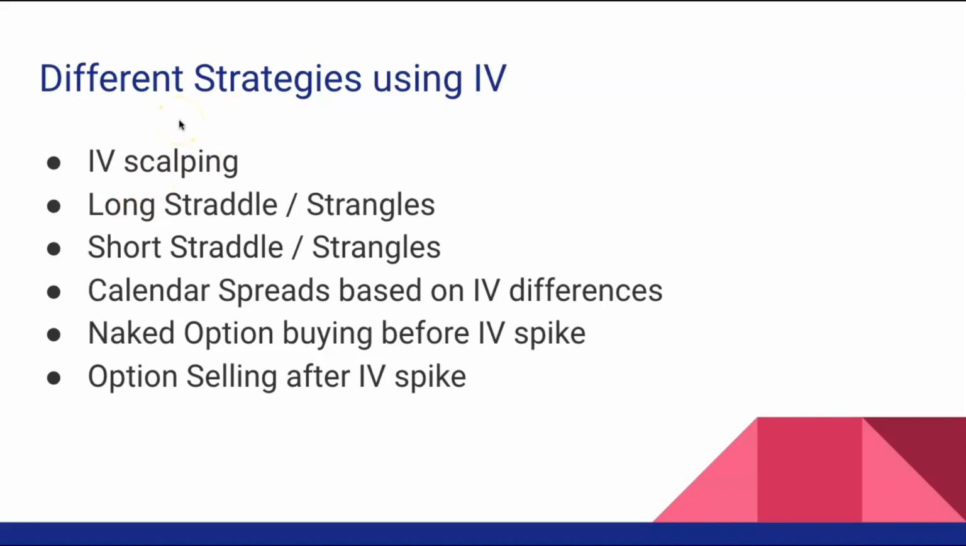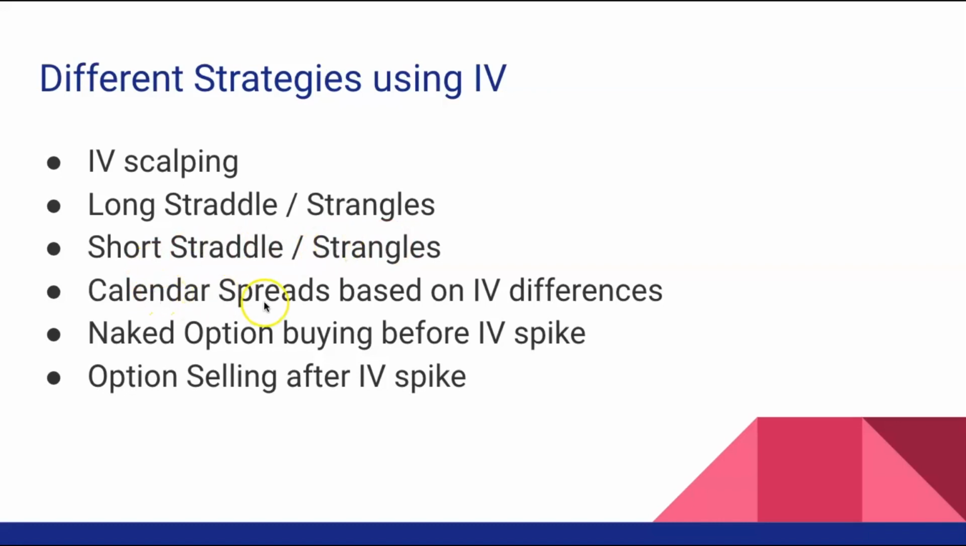Now let us look into the different strategies based on the IV. The first one is IV scalping. This can be done by option buyers and option sellers as well, but it is very short term. Next one is long straddle or long strangle strategy. This is for option buyers. This one is short straddle, short strangles for option sellers.